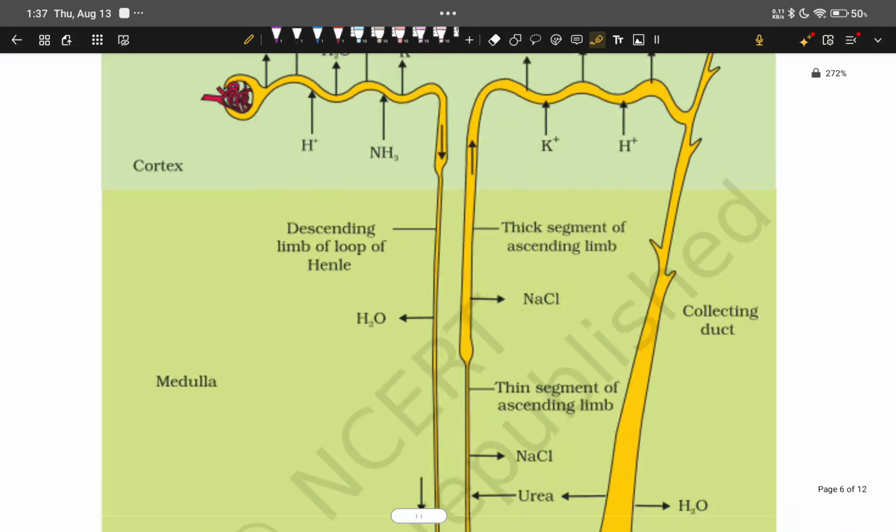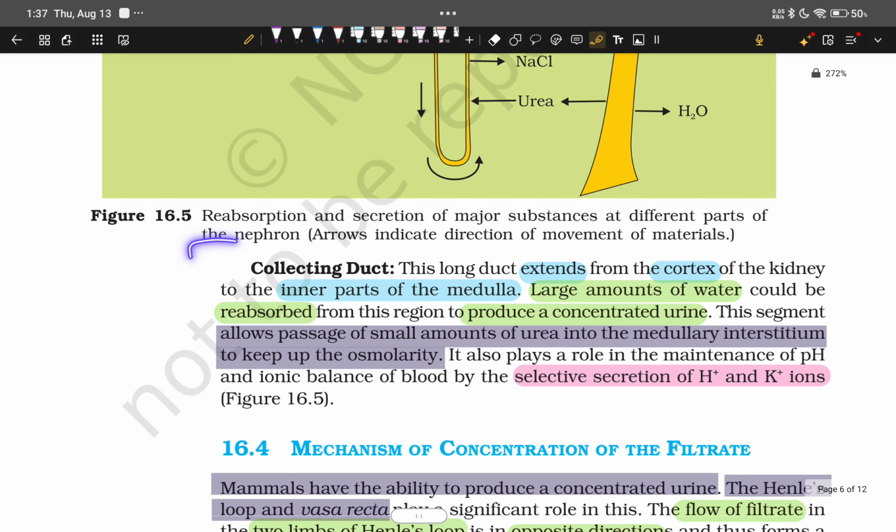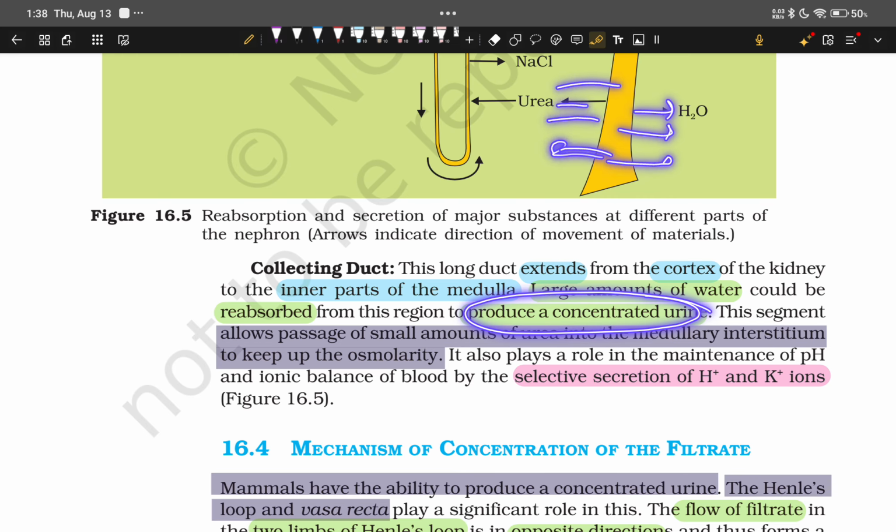Alright, and let me show you that paragraph also, which I told you we'll talk about after the counter current mechanism. This is the collecting duct, and what happens is that a large amount of water is reabsorbed from this region to produce concentrated urine. Reabsorb means it is going out from the collecting duct. That's what we have studied. We are going to increase the osmolarity of the inner medullary interstitium by increasing urea concentration, and by increasing the concentration of NaCl in the inner medullary region. Overall, the purpose of doing these things is increasing the osmolarity of the inner medullary interstitium.